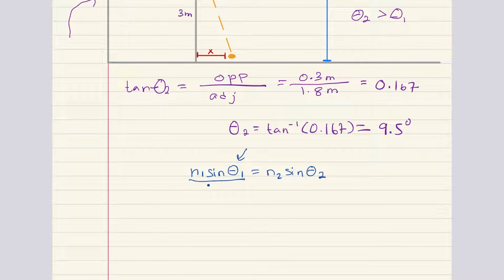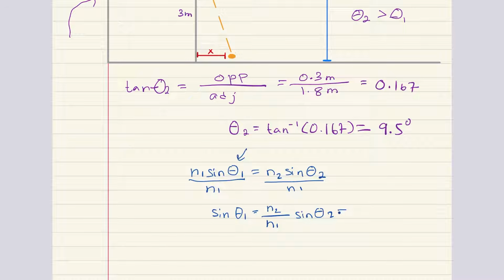So the first thing we'll do is divide both sides by N1 so that we get sine theta 1 is equal to N2 divided by N1 sine theta 2. N1 is the refractive index of water, which is equal to 1.33. N2 is the refractive index of air, which is approximately 1. Theta 1 is the angle of incidence in the water. That's what we're trying to calculate. And theta 2 is the angle of refraction in the air, which we just calculated as 9.5.